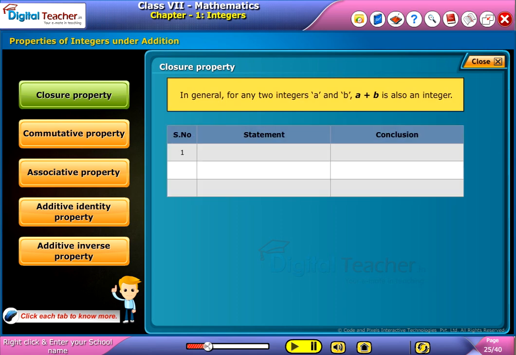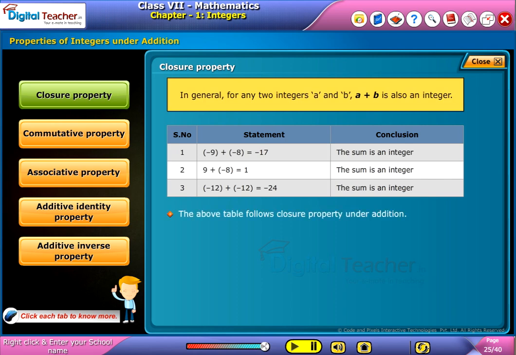In the first statement, minus 9 plus of minus 8 is equal to minus 17. It concludes that the sum is an integer. In the second statement, 9 plus of minus 8 is equal to 1. It concludes that the sum is an integer. In the third statement, minus 12 plus of minus 12 is equal to minus 24. It concludes that the sum is an integer. Therefore, the above table follows closure property under addition.